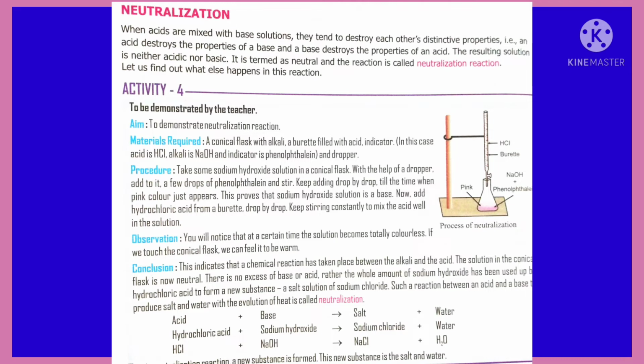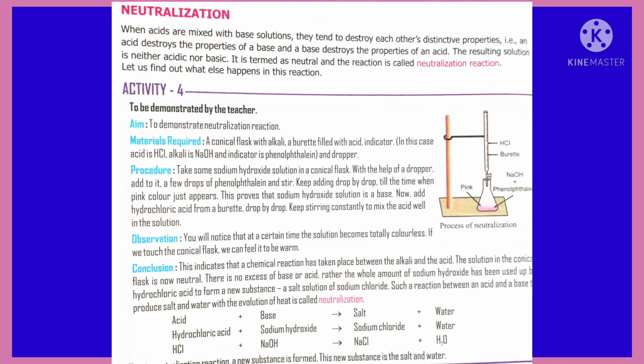And take hydrochloric acid, HCl, in the burette. Now with the help of a dropper, you are going to add a few drops to the NaOH solution. On adding HCl to NaOH, the pink solution slowly changes into a colorless solution. Now you stop adding hydrochloric acid. Now you touch the beaker, you feel it hot because a chemical reaction took place. On adding hydrochloric acid to NaOH solution, you get salt, sodium chloride, and water. Such a reaction between acid and base is called a neutralization reaction.